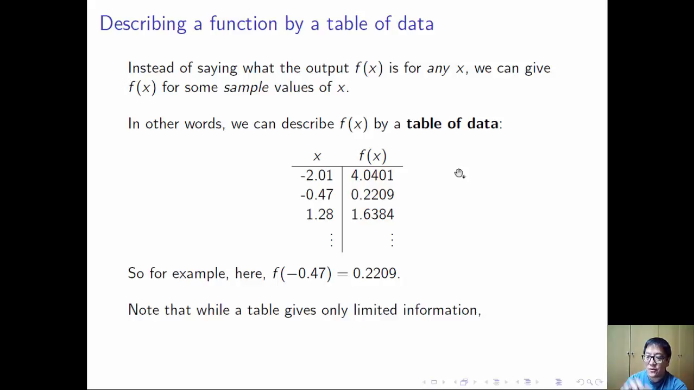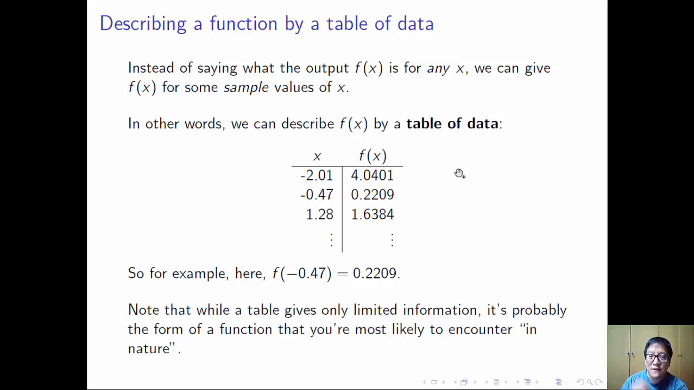Note that while a table gives only limited information, it's probably the form of function that you're most likely to encounter in nature. By limited information, let me point out that I actually made this table using the formula f of x equals x squared. If you look at this table, it's not so easy to tell that it comes from some sort of function modeled by x squared. This is the form in which you're most likely to encounter a function and get paid money for it. If you do this for a big enough table, they call this big data, and we call that cha-ching, money, baby.